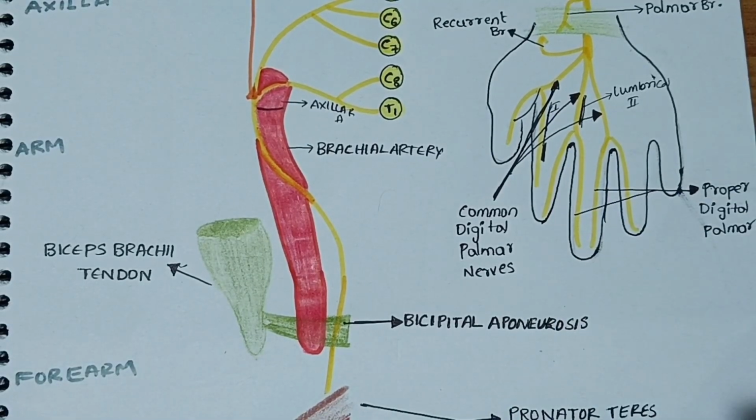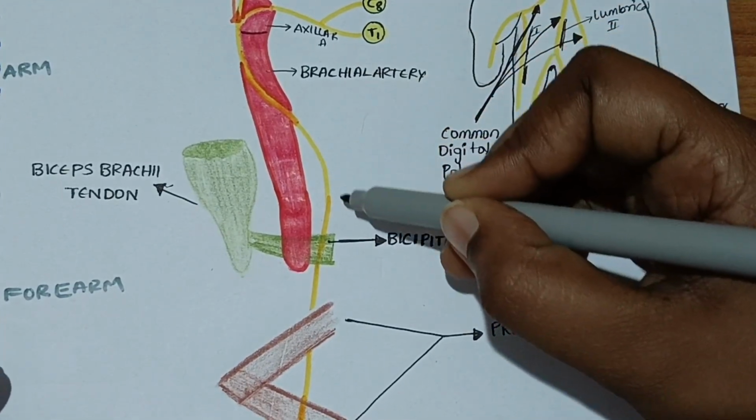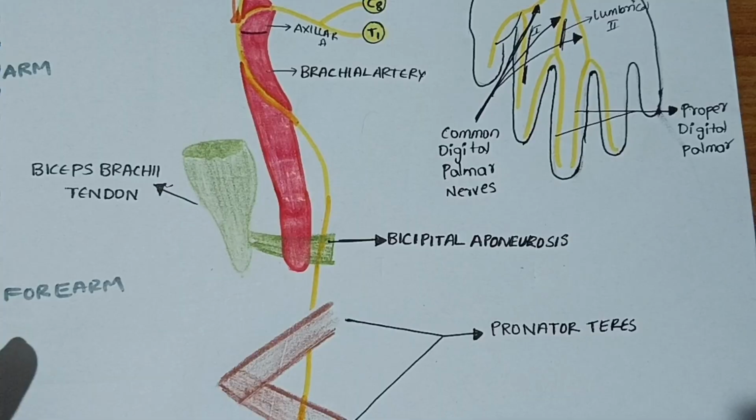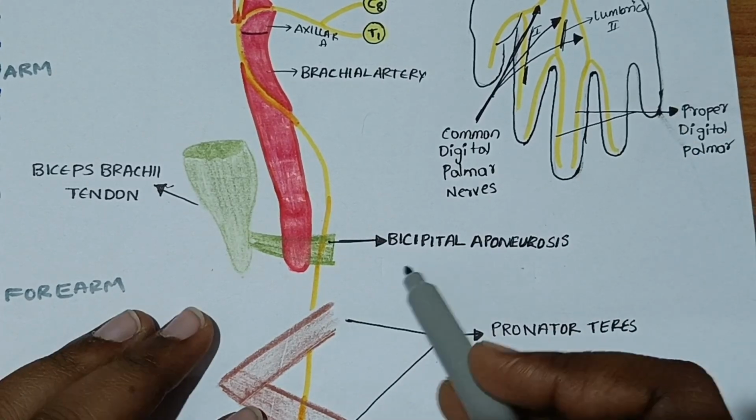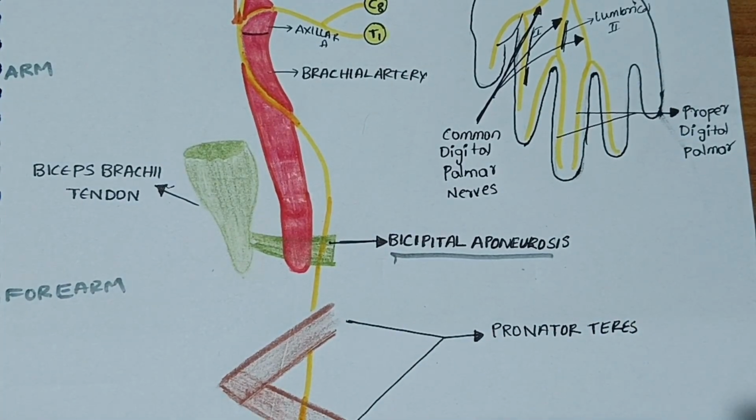When it comes into the forearm region, the nerve crosses the bicipital aponeurosis. As we know, the biceps brachii is inserted in two forms: one is the tendon form, another is the aponeurotic form. Our biceps brachii tendon is also inserted as the bicipital aponeurosis. So the median nerve crosses the bicipital aponeurosis and enters into the forearm region.